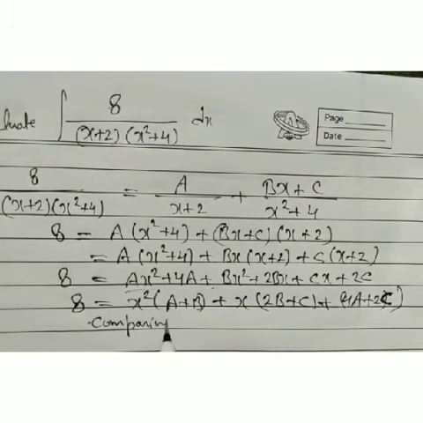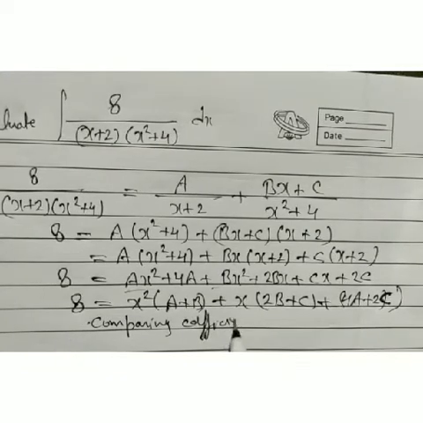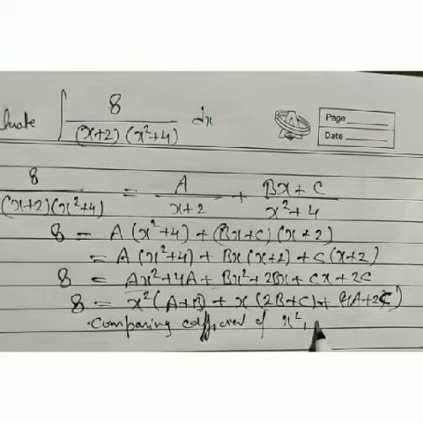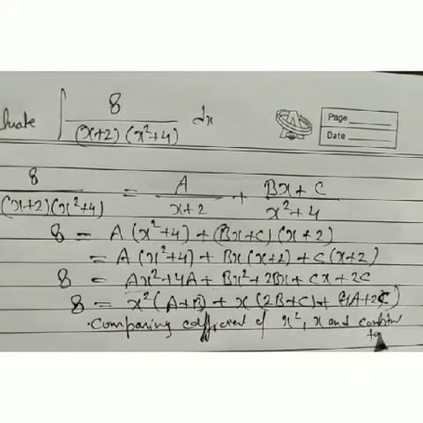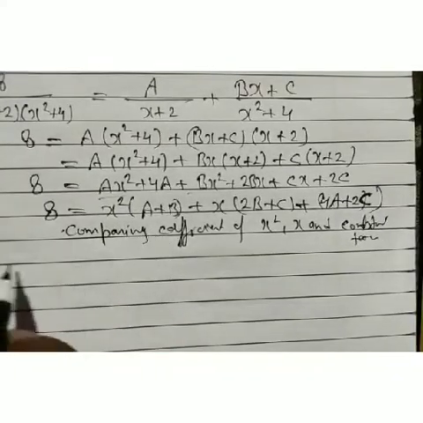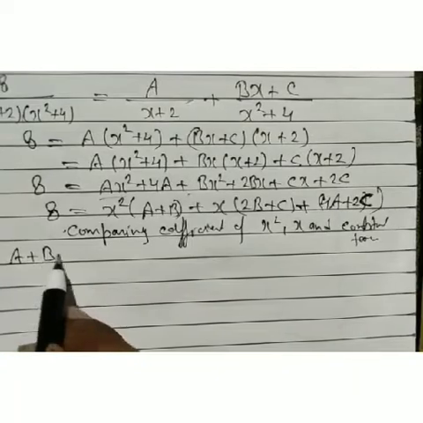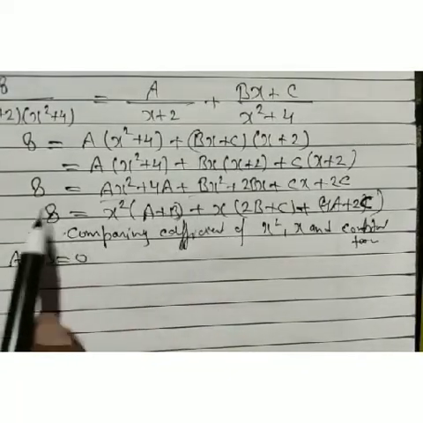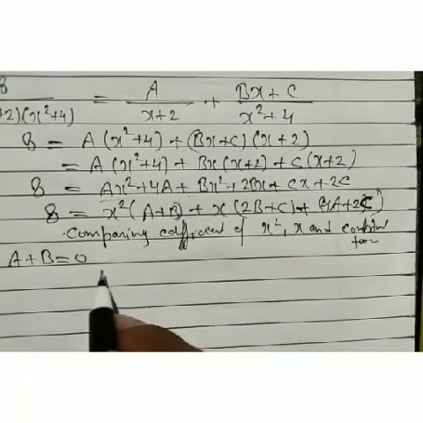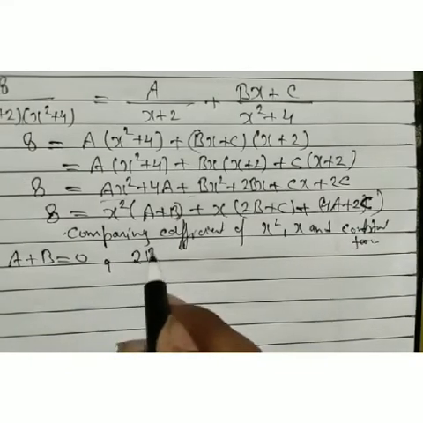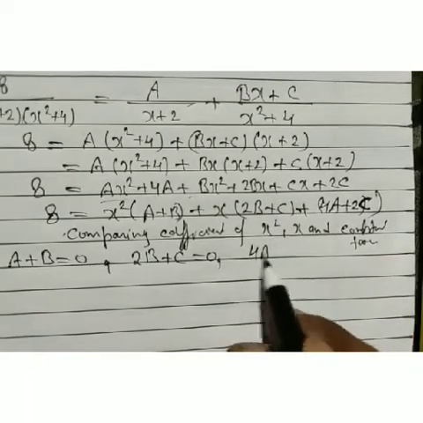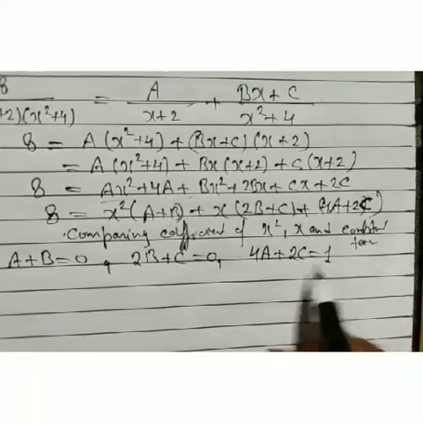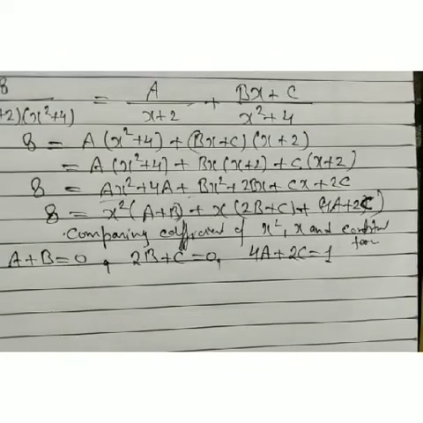Comparing the coefficients of x square, x and the constant terms, what do we have? We have a plus b equal to 0, because here there is no coefficient of x square. And also we have 2b plus c equal to 0 and 4a plus 2c is equal to 1. Now what do we do?